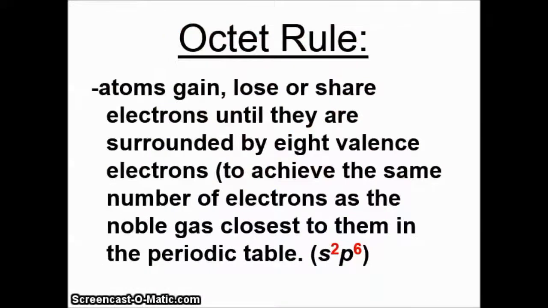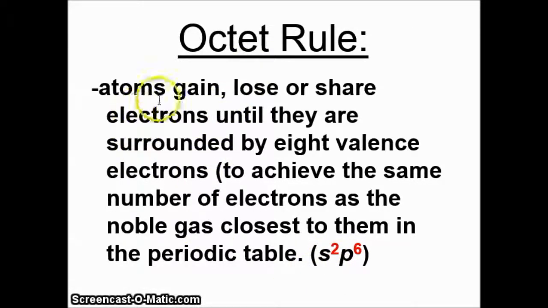And this is called the octet rule. The octet rule just states that atoms gain, lose, or share electrons until they are surrounded by 8 valence electrons, to achieve the same number of electrons as the noble gas closest to them in the periodic table. They all want to have this s2p6, whether it be 2s2 2p6, 3s2 3p6, or 4s2 4p6. They all want to get to this.